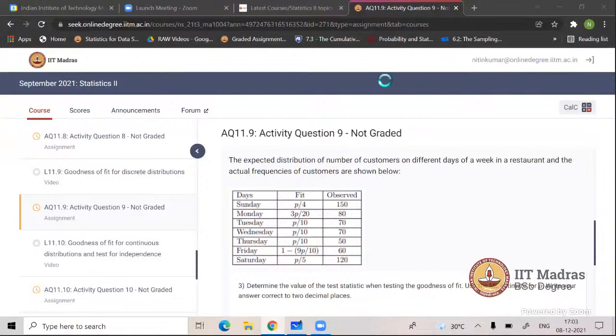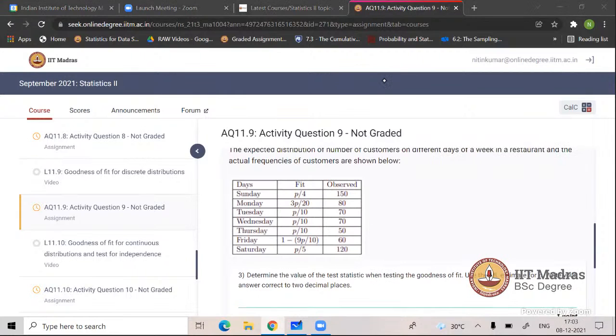p to the power 440 plus 1 minus 9p upon 10 to the power 60. From there you have calculated p hat as 0.97. If your calculation is wrong, then p hat will not be 0.97, and then you need to find the value of the test statistic when you are testing the goodness of fit, right? Yes, sir. So how do you calculate those? How do you test for goodness of fit?